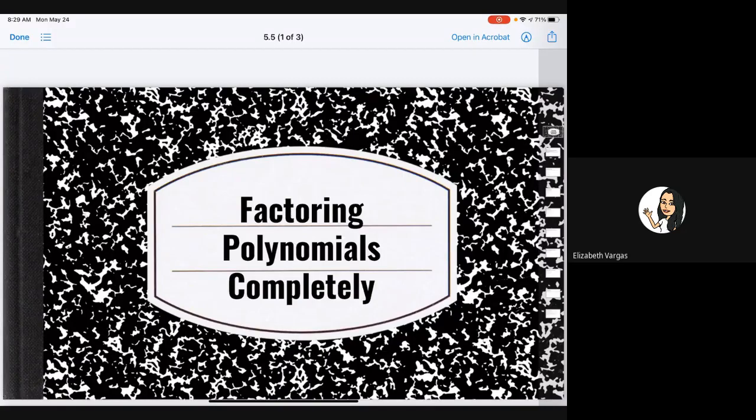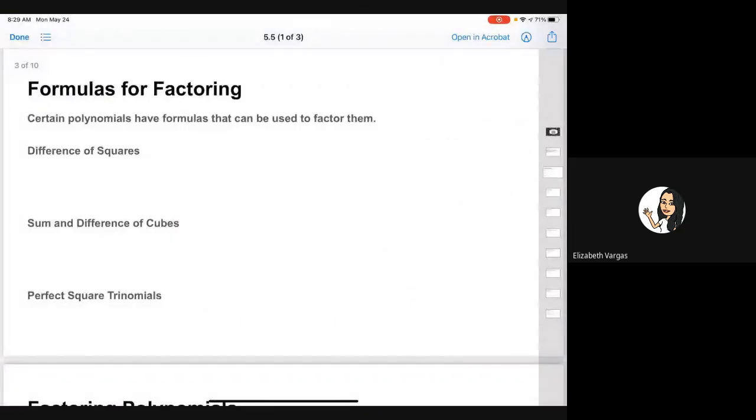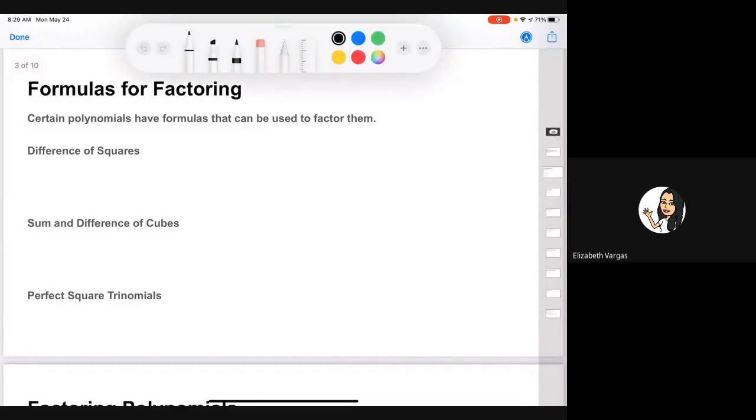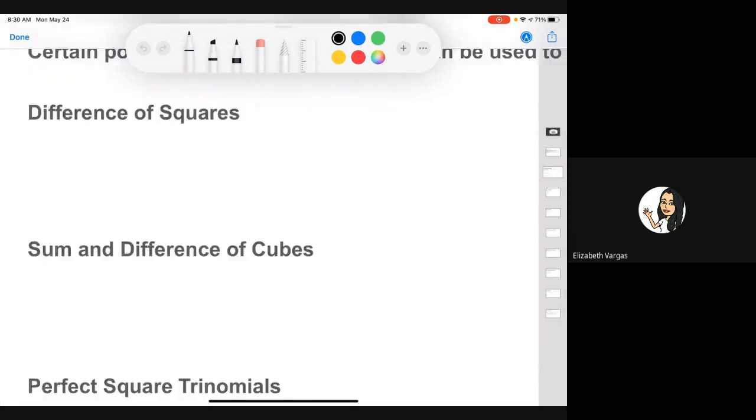We will go ahead and work through some problems. But again, just a quick overview. Certain polynomials have formulas that can be used to factor them out. So some polynomials already come with predetermined formulas that we can use to factor them. We've looked at these already. The first one is the difference of squares formula.